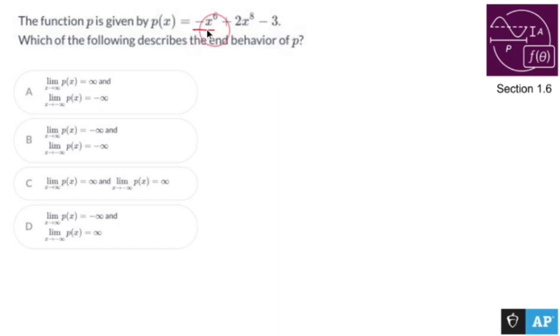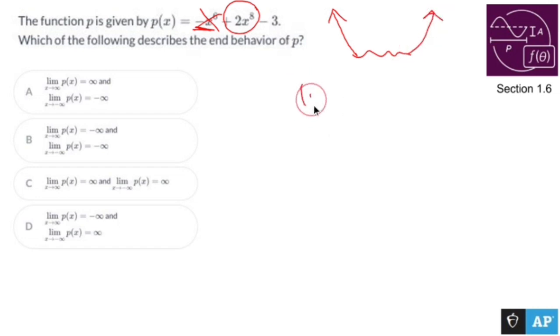If you're looking at negative x to the 6th and thinking, that is a negative function, x to the 6th, you're doing it wrong because that's not the leading term. You are the leading term. And since this is a positive x to the 8th, it's an even degree. You are going to start at the top, a bunch of stuff happens, and then you end at the top as well.